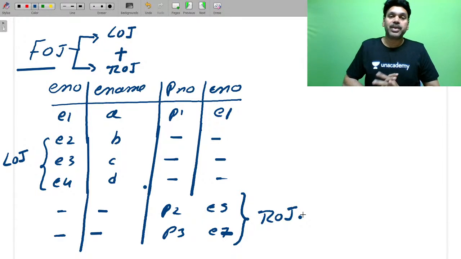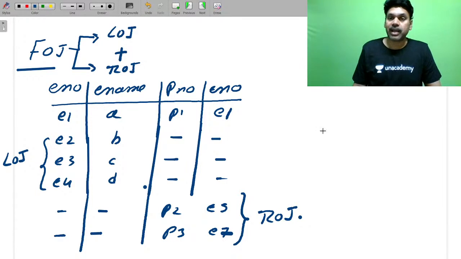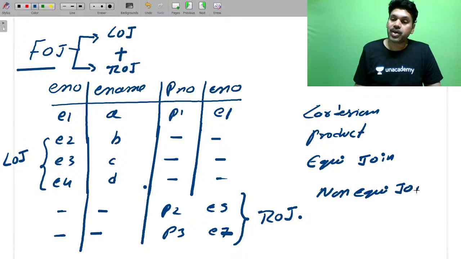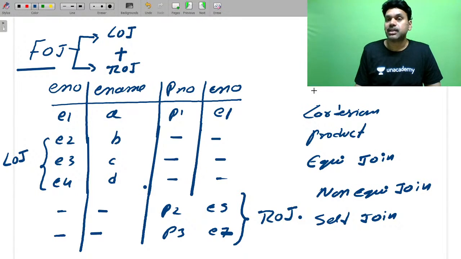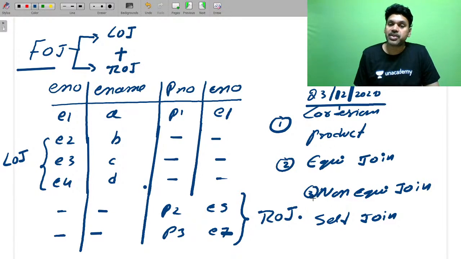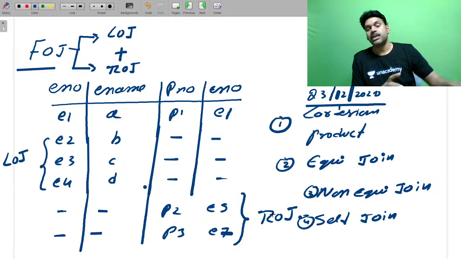So in the next session, we are going to learn the rest of the joins like Cartesian product, equijoin, non-equijoin and self-join. So this is our tomorrow's task, 23rd December 2020. So Cartesian product, equijoin, non-equijoin and self-join. That we will see in tomorrow's session.